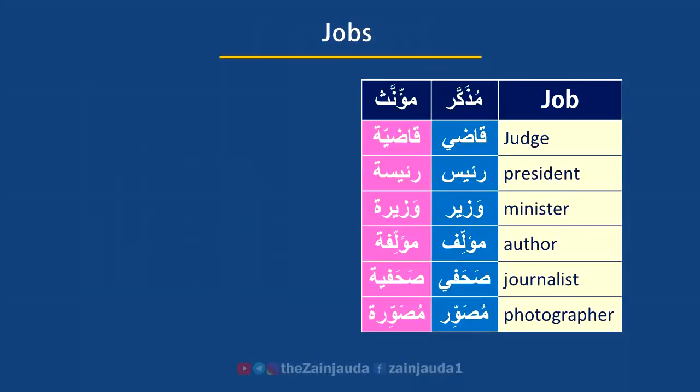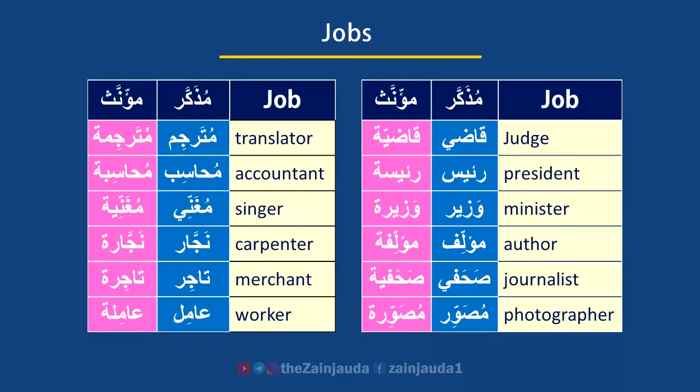These are the groups of jobs that you can make use while practicing. I'm going only to read the Arabic ones. قاضي, قاضية. رئيس, رئيسة. وزير, وزيرة. مؤلف, مؤلفة. صحفي, صحفية. مصور, مصورة. مترجم, مترجمة. محاسب, محاسبة. مغني, مغنية. نجار, نجارة. تاجر, تاجرة. عامل, عاملة.